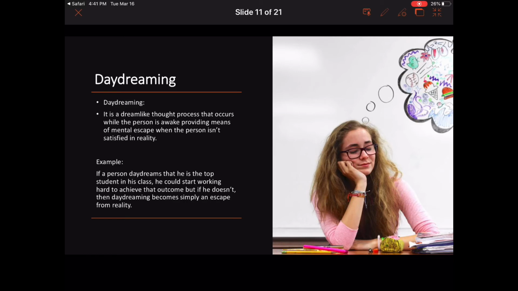In this example, I will state how it could be positive and negative. So if a person daydreams that he is at the top of his class, he could capitalize on his chance and on this motivation and make this defense mechanism a positive defense mechanism by starting to work hard to achieve this outcome. But if he does not work hard to achieve this outcome, then it is simply just a defense mechanism which helps him escape temporarily from reality.